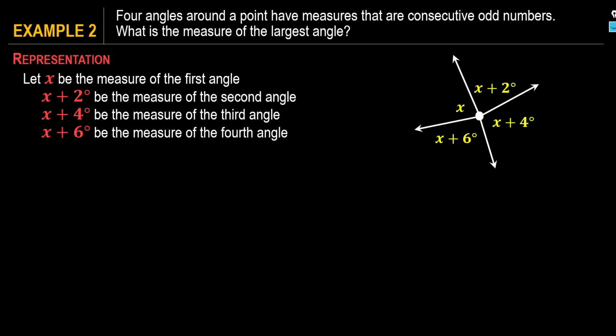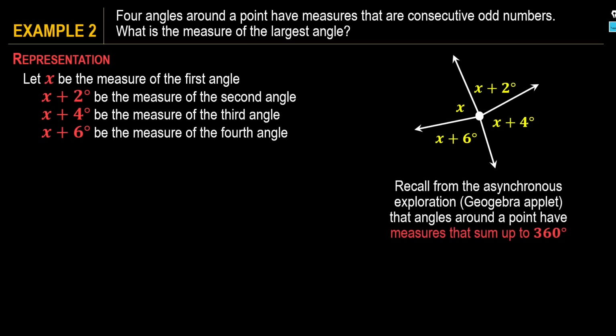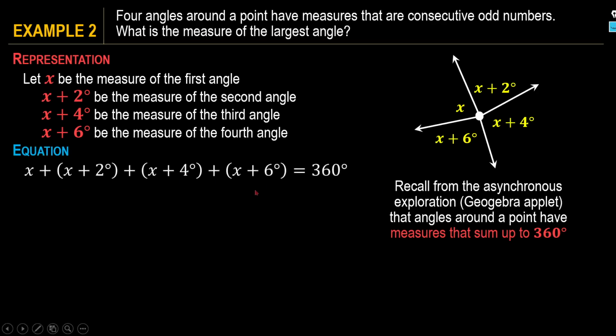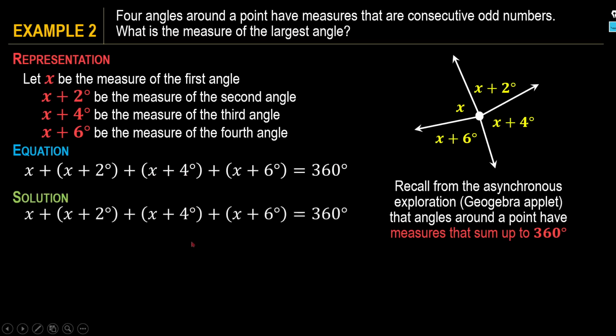Yeah? And again, remember, from the GeoGebra applet, what did we learn about angles around the point? That's right. Ang measurements nila, they sum up to 360 degrees. Okay? So again, that is our key. The measures sum up to 360 degrees. That will lead us directly to setting up our equation as this. That's kind of a mouthful, but I will again leave the simplification to you. Dapat, when you solve that, you get what? 4x plus 12 equals 360 degrees. Solving further, you should get x equals 87 degrees.